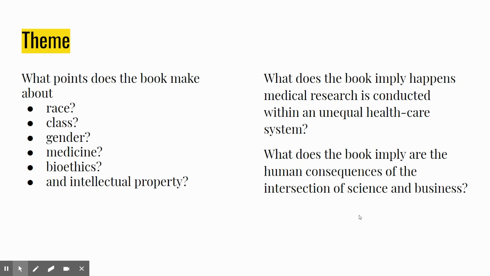So, what points does the book make about race, or class, or gender? For example, would this book have been different if Henrietta were a man? Would we be talking about a man being heroic because his cells were used to cure polio and other diseases? Is it different because she was a woman? What does it say about medicine and bioethics? We'll probably pick up some of the failures of bioethics. And what does it say about intellectual property versus the ability to have a control over one's own tissues, in this case, the cells?